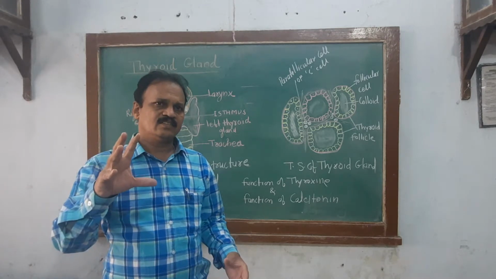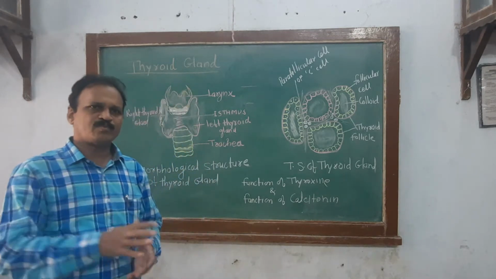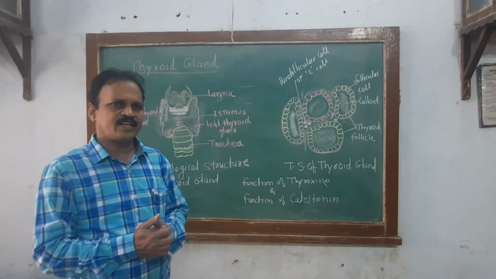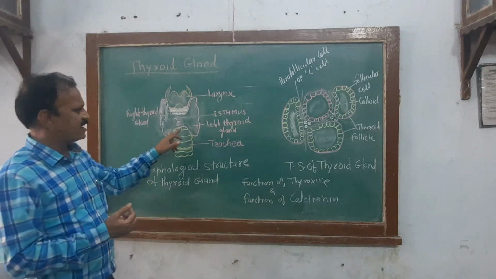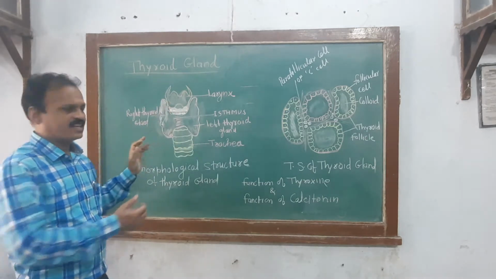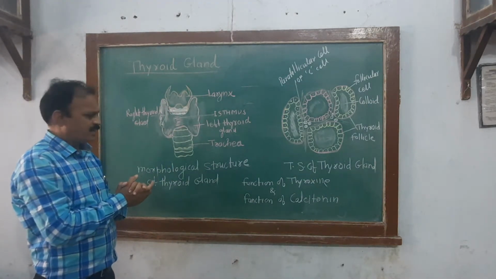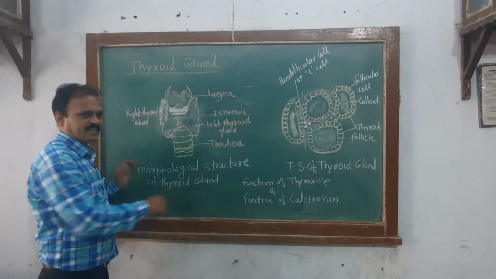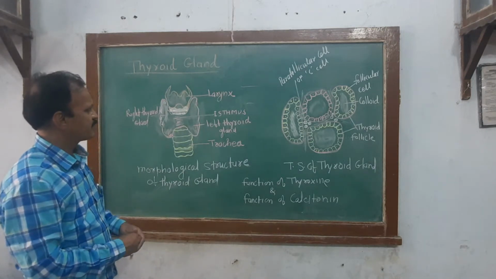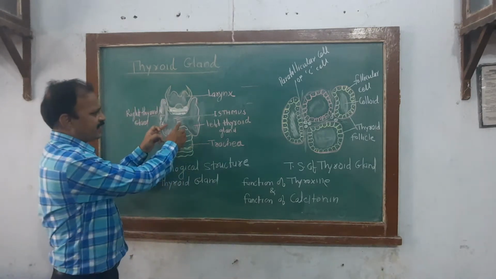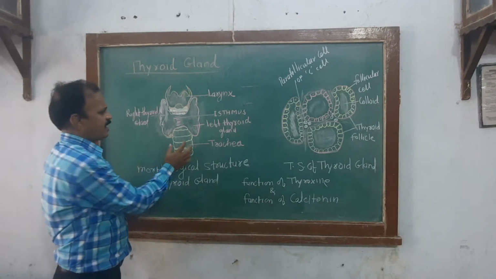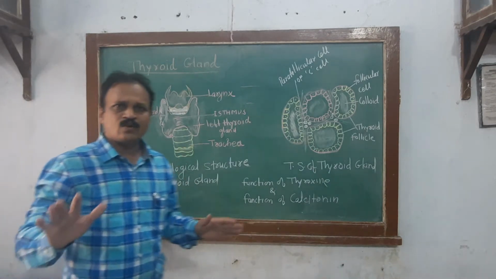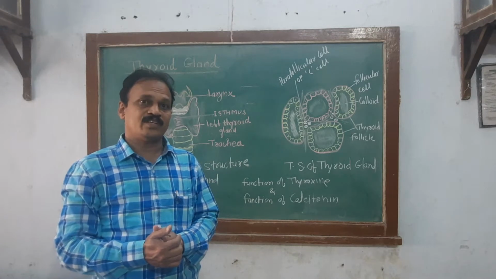What is the location, the position in the body, where is it located? It is located in the neck region, either side of the trachea, just below the larynx. I have drawn this diagram. There is a question in the examination: sketch and label the morphological structure of the thyroid gland. It carries 2 marks. Remember please. That is the position and location of the thyroid gland inside the body.